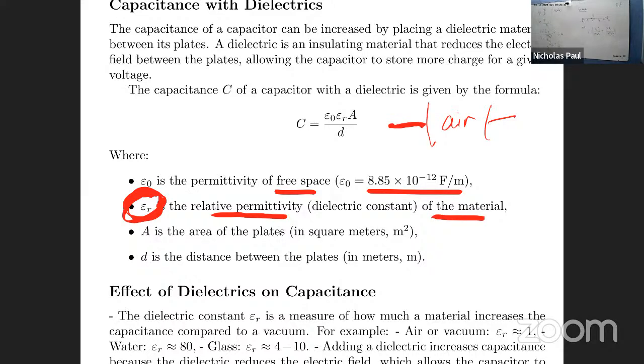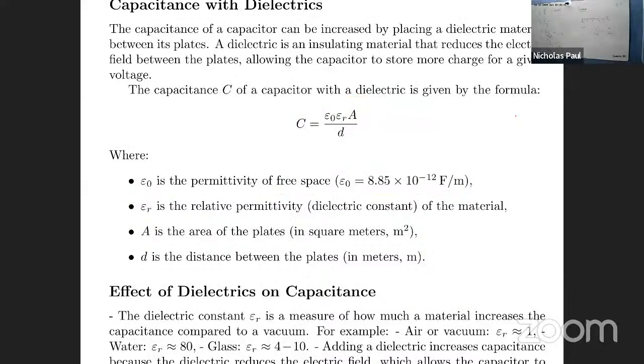Yes, the answer is 1, because you're comparing it to air. Suppose it was comparing to something with 4 times greater permittivity than air. What would epsilon R be? 4. So in some textbooks, you might not see epsilon R because they assume epsilon R is 1. But ideally, this is the formula.